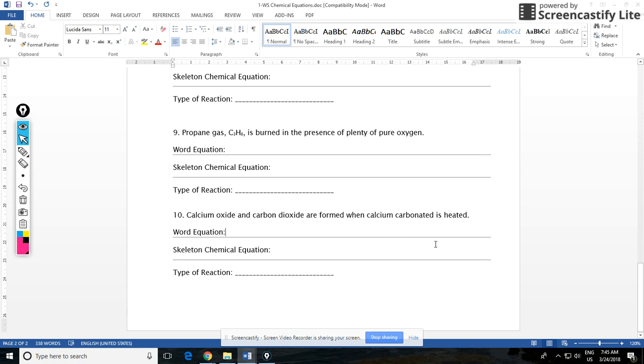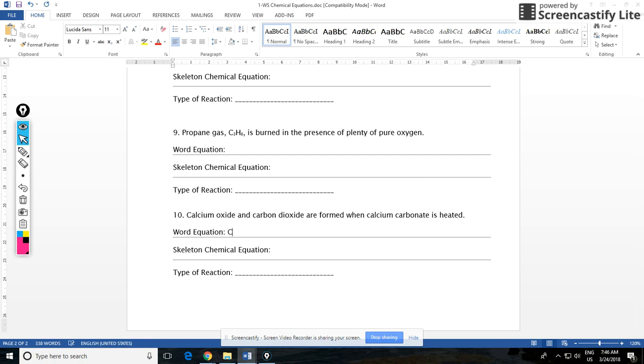Let's try this one over here. A lot of students get this one wrong because they read it too quickly before actually writing things down. So calcium oxide and carbon dioxide are formed when calcium carbonate is heated. So not carbonated, carbonate is heated. So students usually write these two as the reactants because they're written first, but look carefully at how it's worded. Calcium oxide and carbon dioxide are formed. So since those are formed, those are your products. And so this would have to be your reactant, the calcium carbonate.